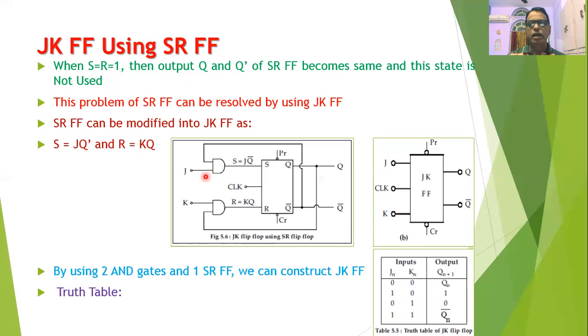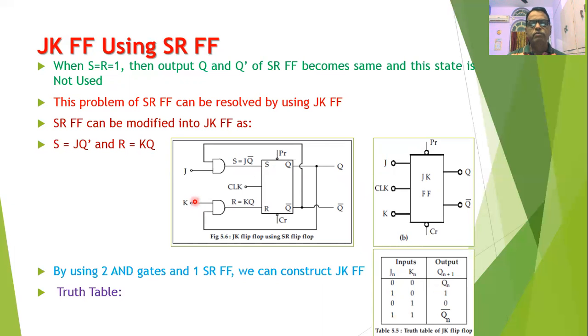When J is equal to 1 and K is equal to 0, then here we need to consider the possibility of the initial output Q being equal to 0 or 1. In such a case, one can easily observe that the output of the second AND gate will be equal to 0, and the output of the first AND gate will depend upon the initial output Q bar. So if it is 0, then S and R both will be equal to 0. If it is 1, then the output of the first AND gate will be equal to 1, and therefore S will be equal to 1 and R will be equal to 0. And therefore, the output Qn plus 1 will be equal to 1. So this is the set condition of the JK flip-flop.